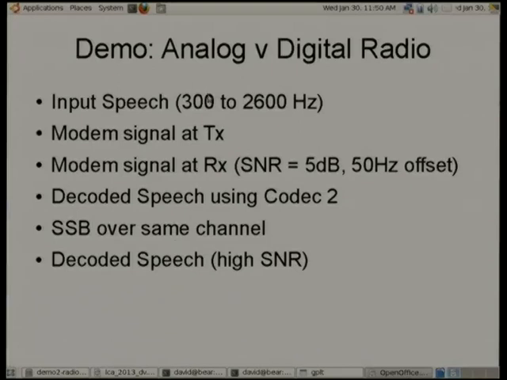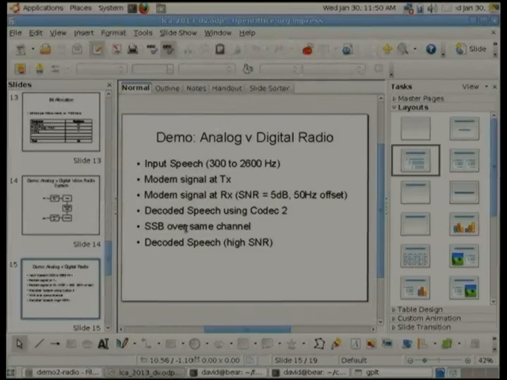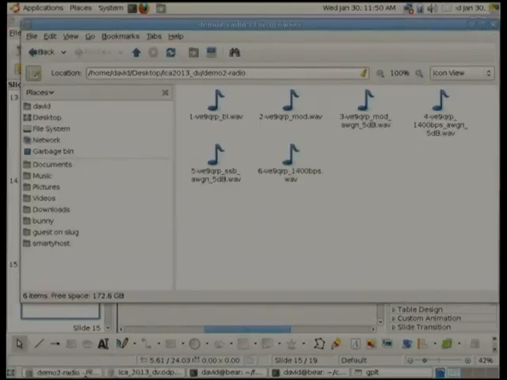Now, the first thing we do in this system is generally the input speech is filtered between, say, 300 and 2600 hertz. That's just so we concentrate most of the power in the parts of the speech that matter. Okay, so this is the input speech.